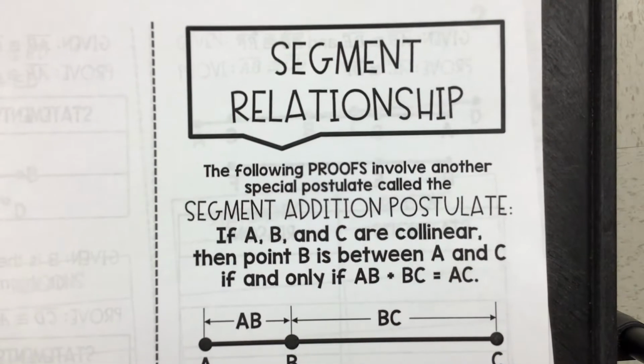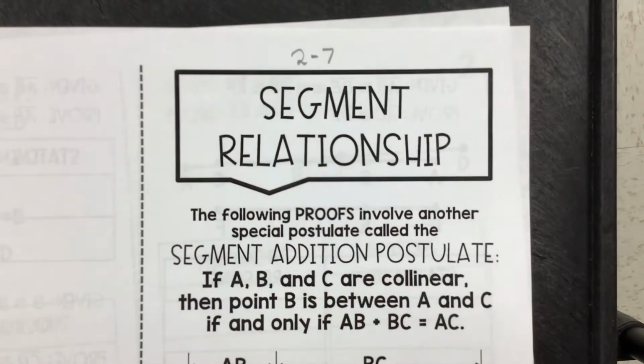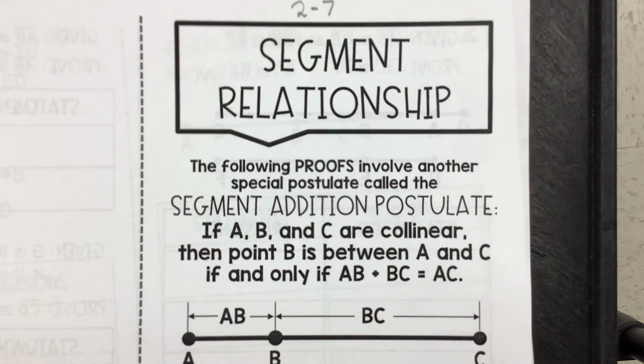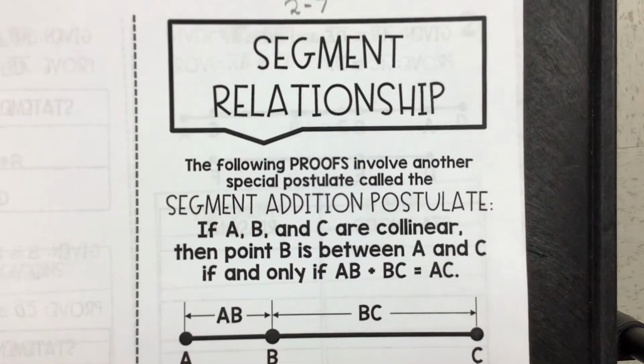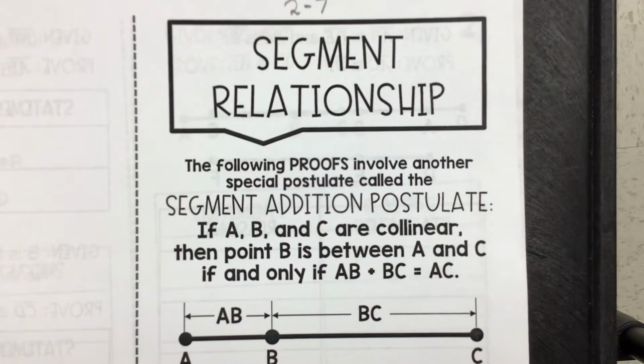This is section 2.7, segment relationships. And what we're doing today is making proofs of segment relationships. The following proofs involve another special postulate called the segment addition postulate.